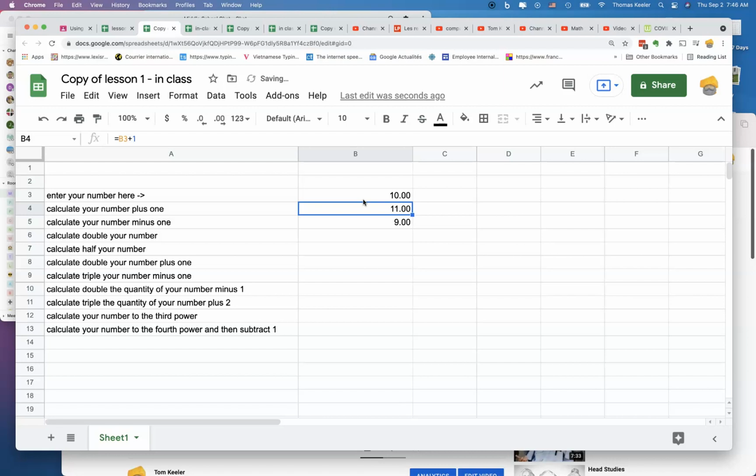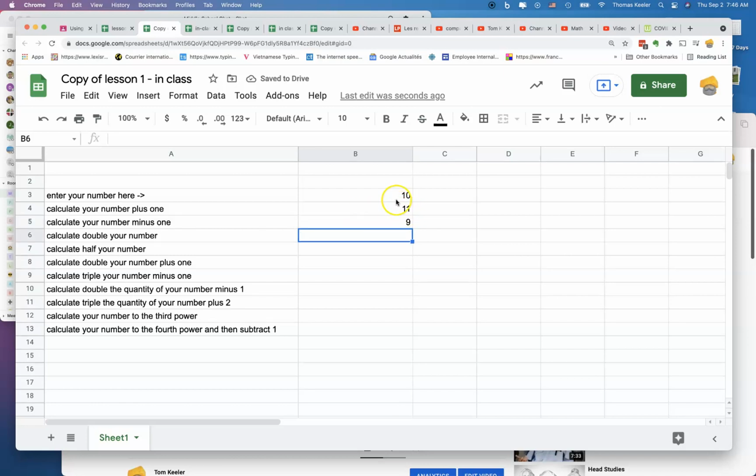Okay. Calculate your number plus 1. And you see here we've got 2 decimal places, so I go up here and get rid of the decimal places. Let's do that for the whole column. Okay. And look at this, we could just write an 11 in here and calculate your number. If our number is 10, you could do 10 minus 1 is 9.